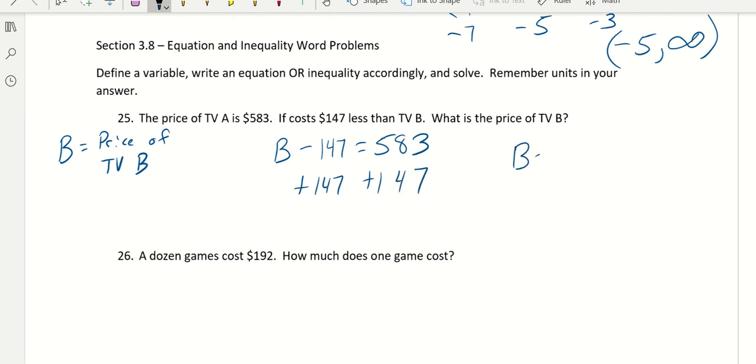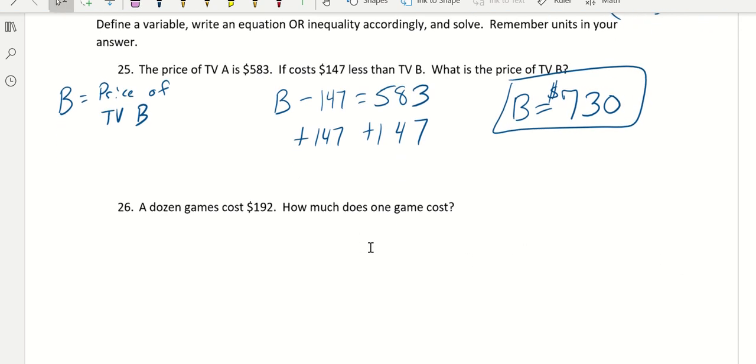B equals, okay, let's see here, 83 plus 7 is 90. 90 plus 40 is 130. So that puts me at 630. 630 plus 100 is 730. Yeah, 730. You can check it out the longer way if you like.